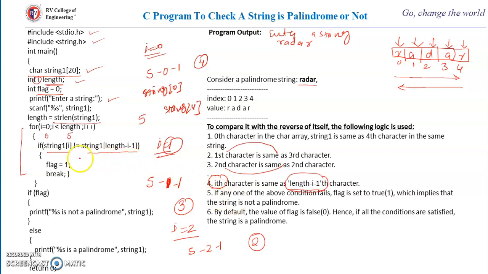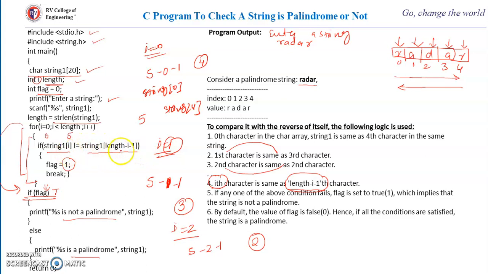So when any of these is not true, that means flag should be set to 1. Initially it is 0, and then we need to break. Break means we will come out of the for loop. After coming out of the for loop, see here we are closing the for loop, and we are checking the condition if (flag). If we just write flag, it means when it is true. We have not written flag equal to 0 or 1, so this means when it is true. True means when flag is equal to 1, we will say string is not palindrome, else we will say string is palindrome, because here the condition is string[i] not equal to the other character.